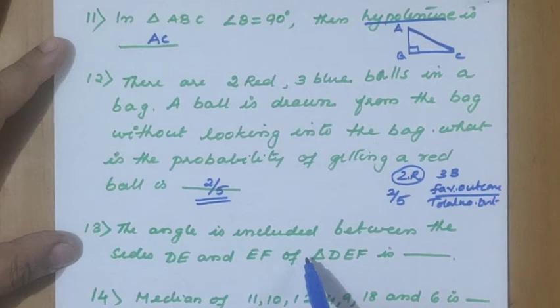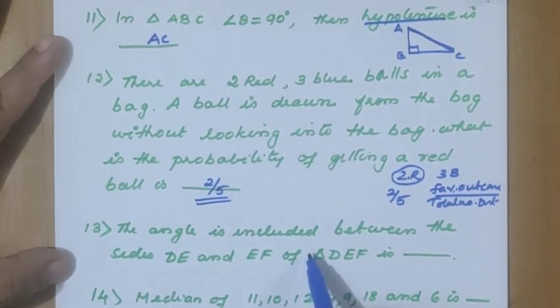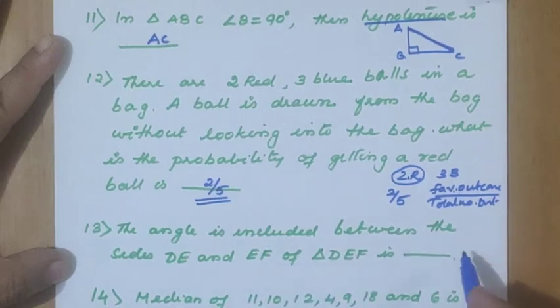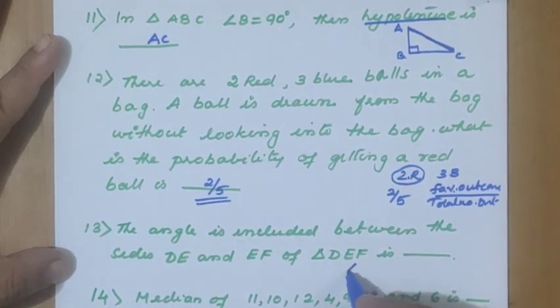Now the next question. The angle included between the sides DE and EF of triangle DEF. So roughly we will draw a triangle DEF.